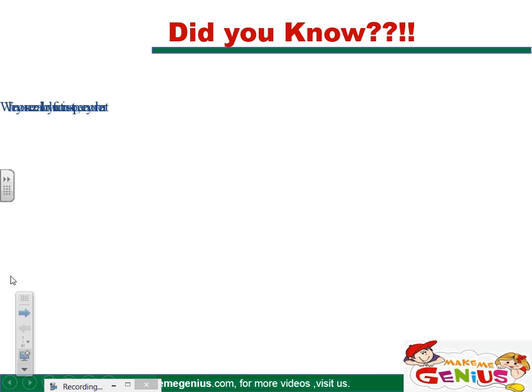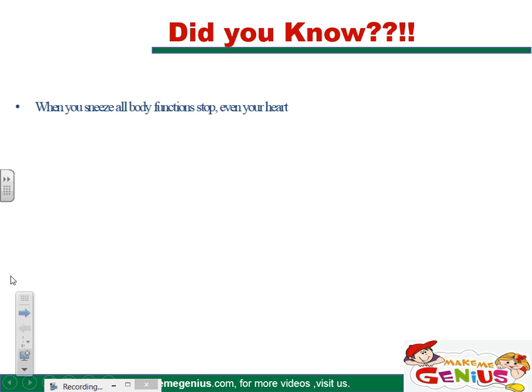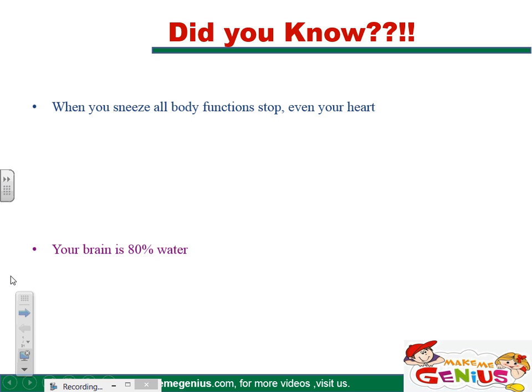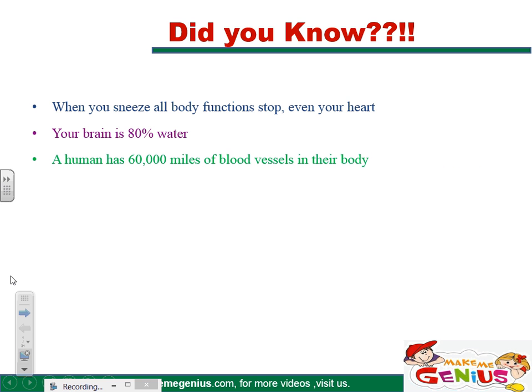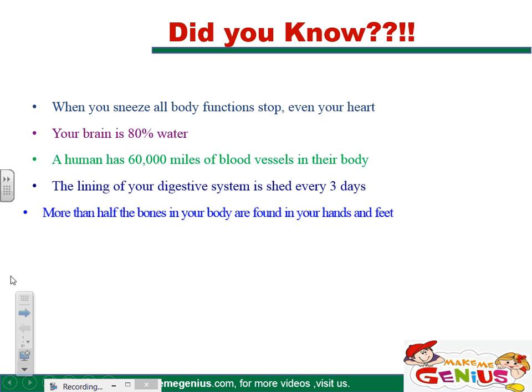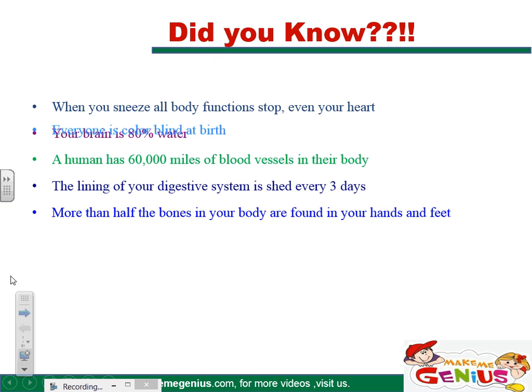All right. When we get started, up in this spot up here, you will normally see the actual system that we're talking about. I'm going to start you off with some fun facts. Yes, Seneca? So for instance, did you know when you sneeze, all body functions stop, even your heart? Your brain is 80% water. A human has 60,000 miles of blood vessels in their body. The lining of the digestive system is shed every 3 days.